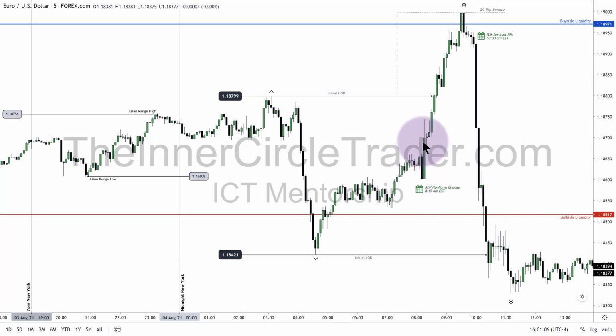reprices on the ADP non-farm change that came out at 8:15 a.m. Eastern Standard Time. So you're having an economic driver drive price higher, and it attacks the initial high of the day formed in London. That buy side liquidity pool has been taken out, retraces, institutional order flow entry drill, rallies, and then sweeps the buy side liquidity pool here.